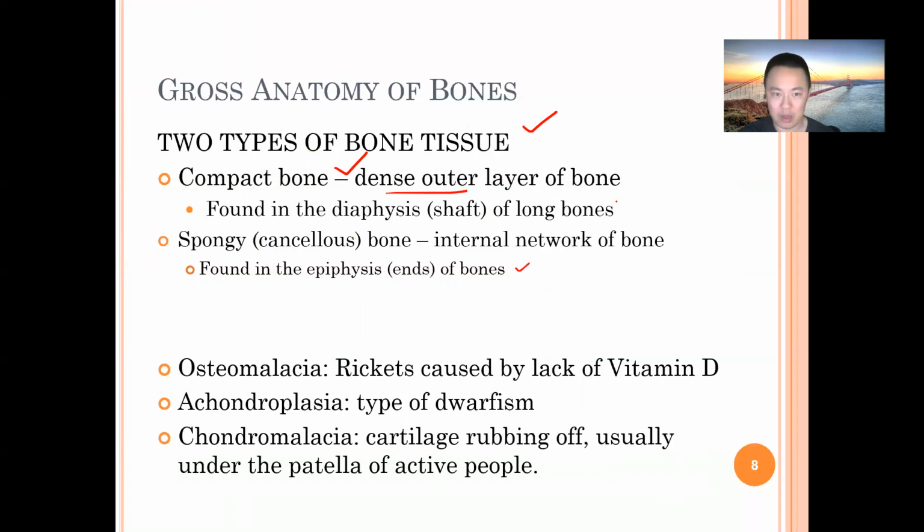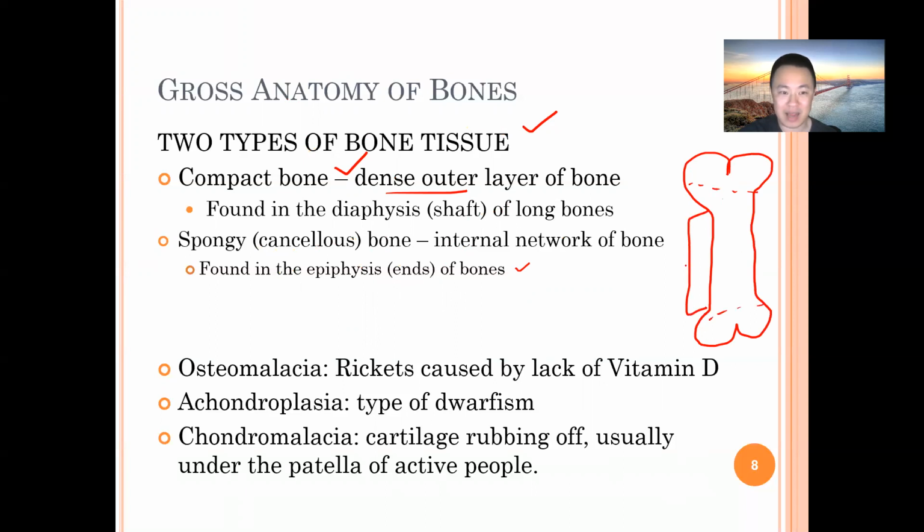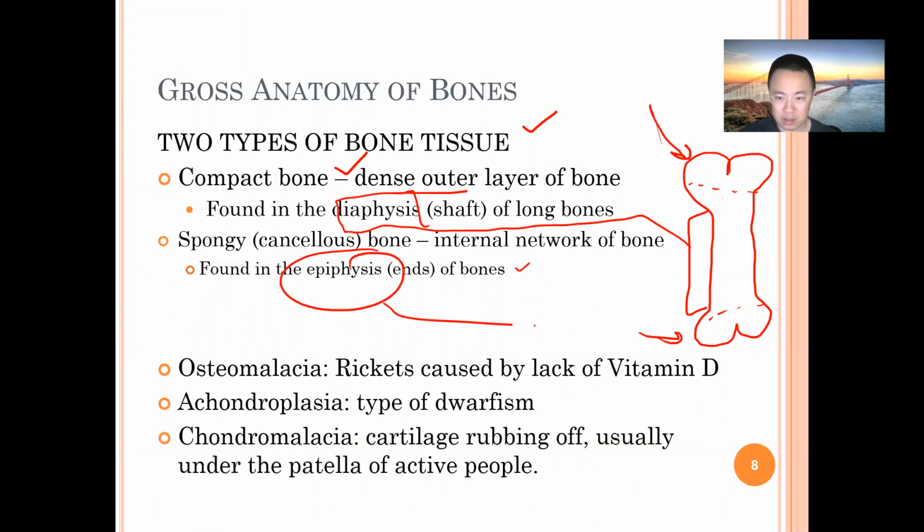of bones. So remember the diaphysis here, so if I have a bone, okay, this would be the diaphysis, okay? The epiphyses would be this, okay, or this. That would be the epiphyses, the outer parts of the bone.